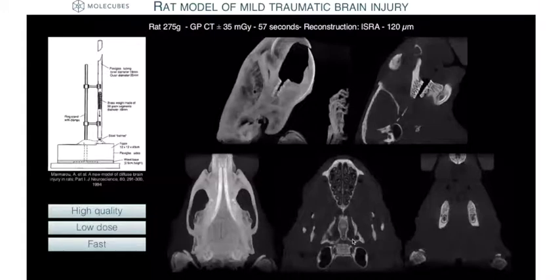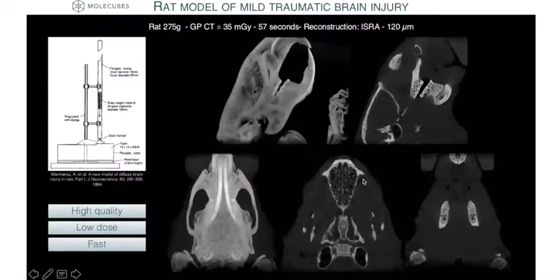There we follow up animals over time, mostly using MRI. To induce mild traumatic brain injury, we use the Marmarou weight drop model, where a weight of 450 grams falls from 1 meter on the head of an animal. The first thing we have to check is that there are no skull fractures. Therefore, we need micro CT with sufficient quality to see a fracture, also low dose, so that you don't have an effect of the dose on the longitudinal study. And it should be fast, to do it as efficiently as possible.